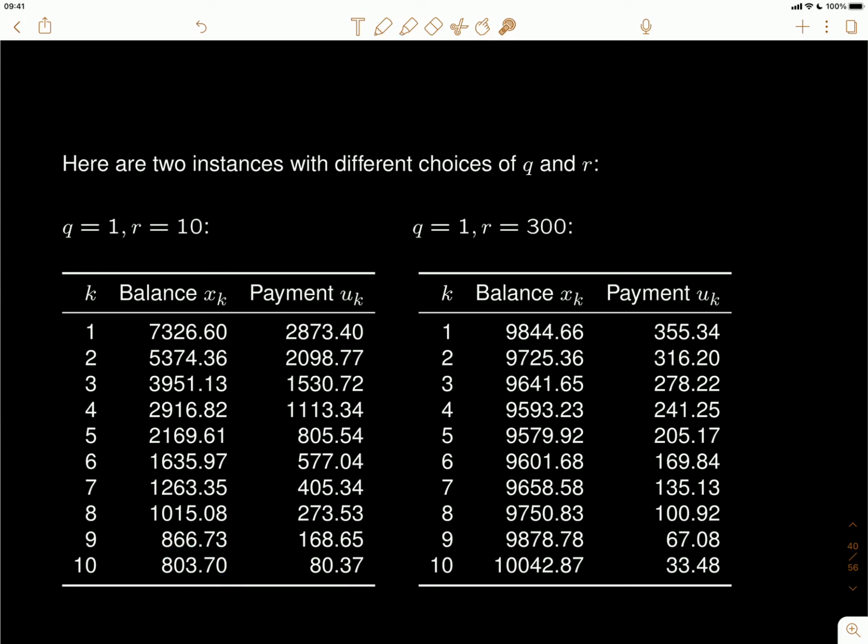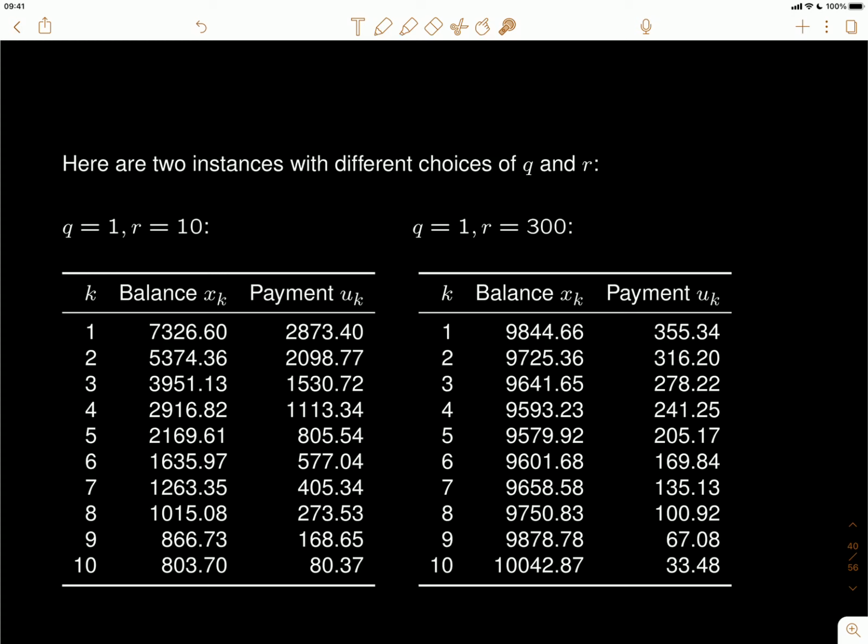But if we don't want to make a large payment, then we put a very large weight in front of the payment: set R to 300 compared to R equals 10. Then we do not need to pay a lot. We only pay a few hundred dollars at the beginning, and later we pay even less. But then we barely reduce the balance, and the balance is always near 10,000. Eventually, at the end of 10 months, we even owe the bank more than the 10,000 that we had initially. So those are the different choices of R, and we get different results.